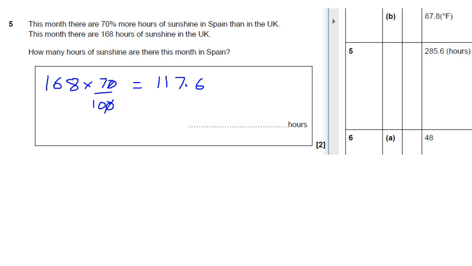So we haven't finished yet. We need to add these two numbers together. 117.6 plus the original 168. I've got 285.6. Again, on my sheet, I rounded, and I can see there I shouldn't have rounded up. That is a proper answer.